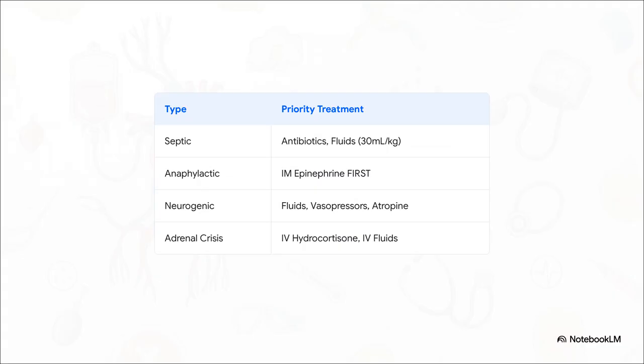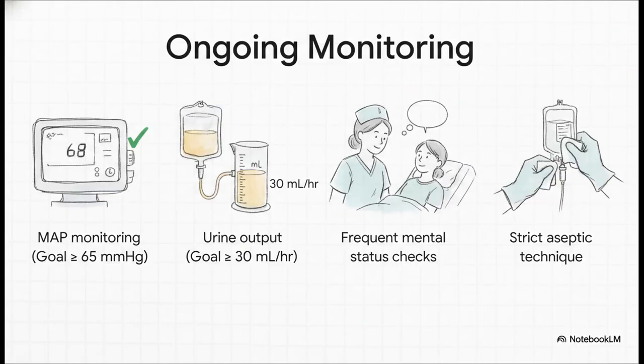Now, while fluids are the answer for pretty much everyone, each type has its own special treatment. For sepsis, you've got to get those antibiotics on board fast. For neurogenic, you might need atropine to fix the bradycardia. For adrenal crisis, you have to give them the cortisol they're missing with IV hydrocortisone. And for anaphylaxis, I cannot stress this enough, the absolute #1, do it before anything else priority is giving epinephrine intramuscularly. It's a lifesaver.